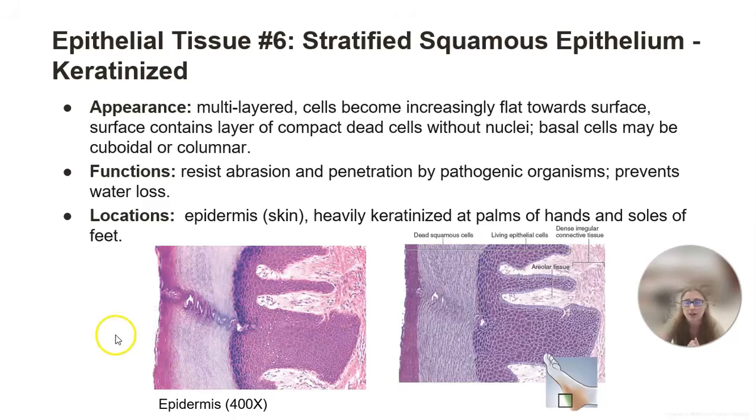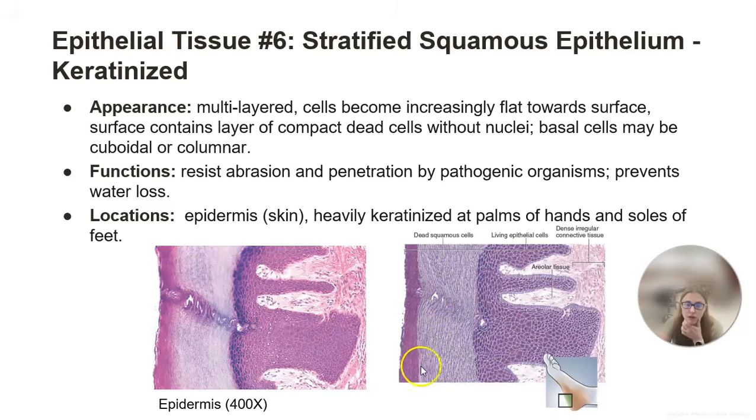Similar to the non-keratinized stratified squamous epithelium, the big job of this tissue, along with preventing water loss, is going to be resisting abrasion and penetration by pathogenic organisms. So here we have our image of our epidermis, that is the outermost layer of our skin. What we can see is that as these squamous cells are approaching the surface, the lumen, the apical surface there, we are going to get increasingly flat. We're going to start losing those nuclei.